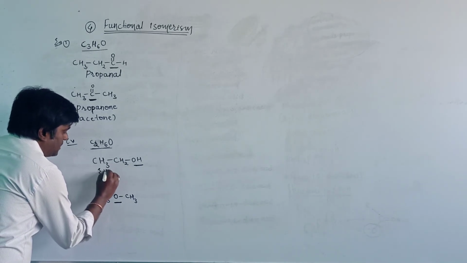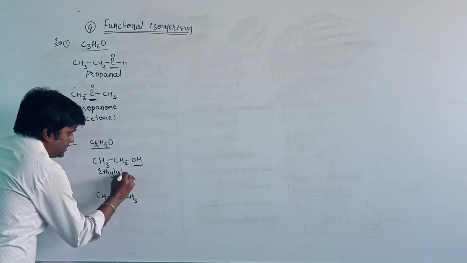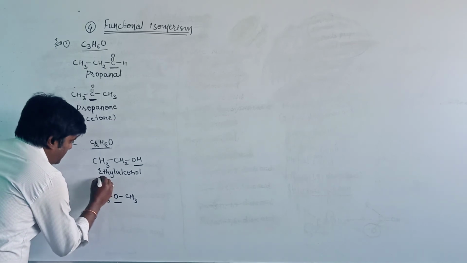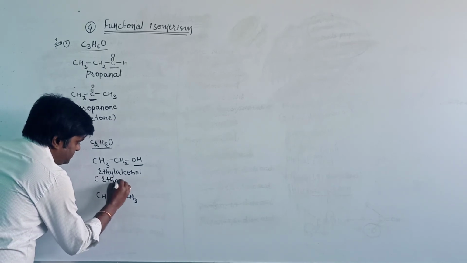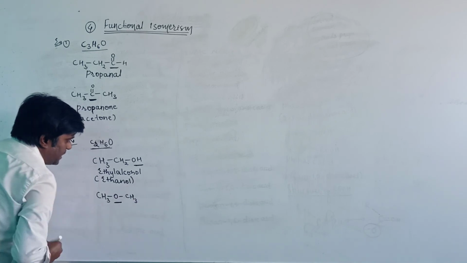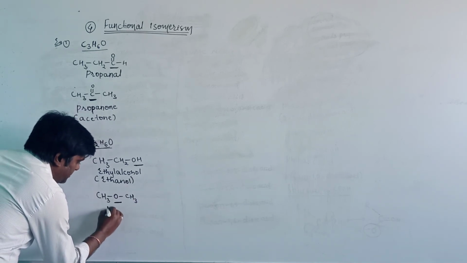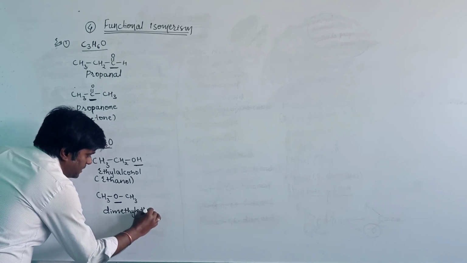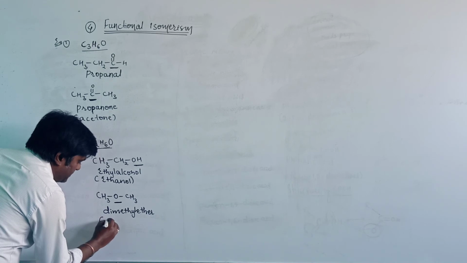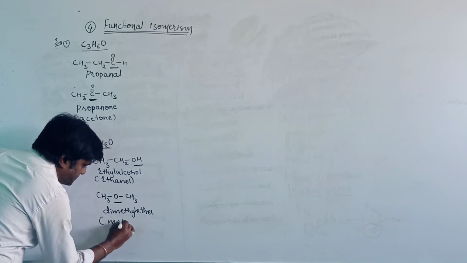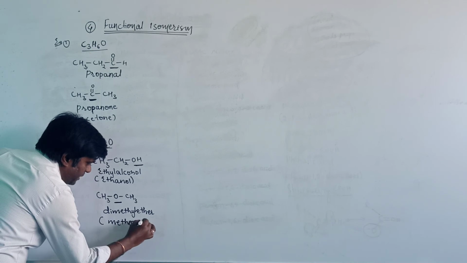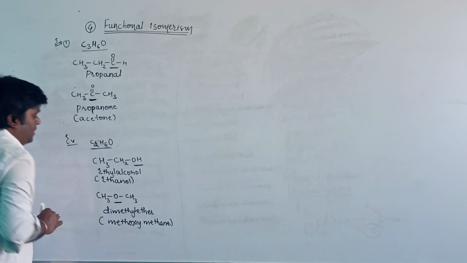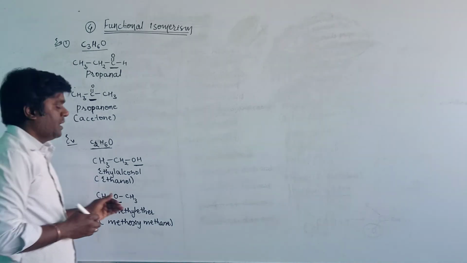Generally, it is known as ethyl alcohol, and the IUPAC name is ethanol. For the second compound, the general name is dimethyl ether, and the IUPAC name is methoxymethane.